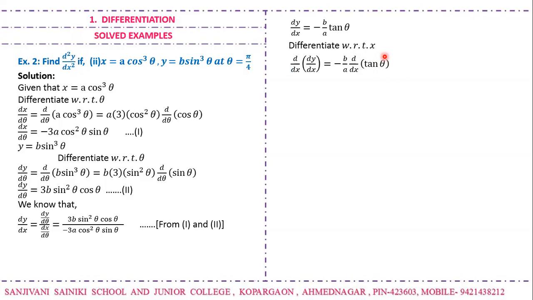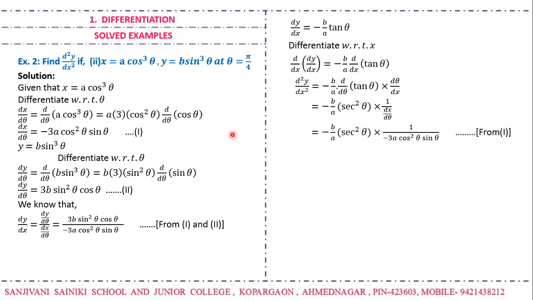There is no x, so you have to differentiate firstly with respect to theta and then that theta with respect to x. Then we will use the inverse differentiation formula. We can write this d theta by dx as 1 upon dx by d theta, and we know that its derivative is minus 3a cos square theta sin theta. Now this minus and minus will cancel each other.